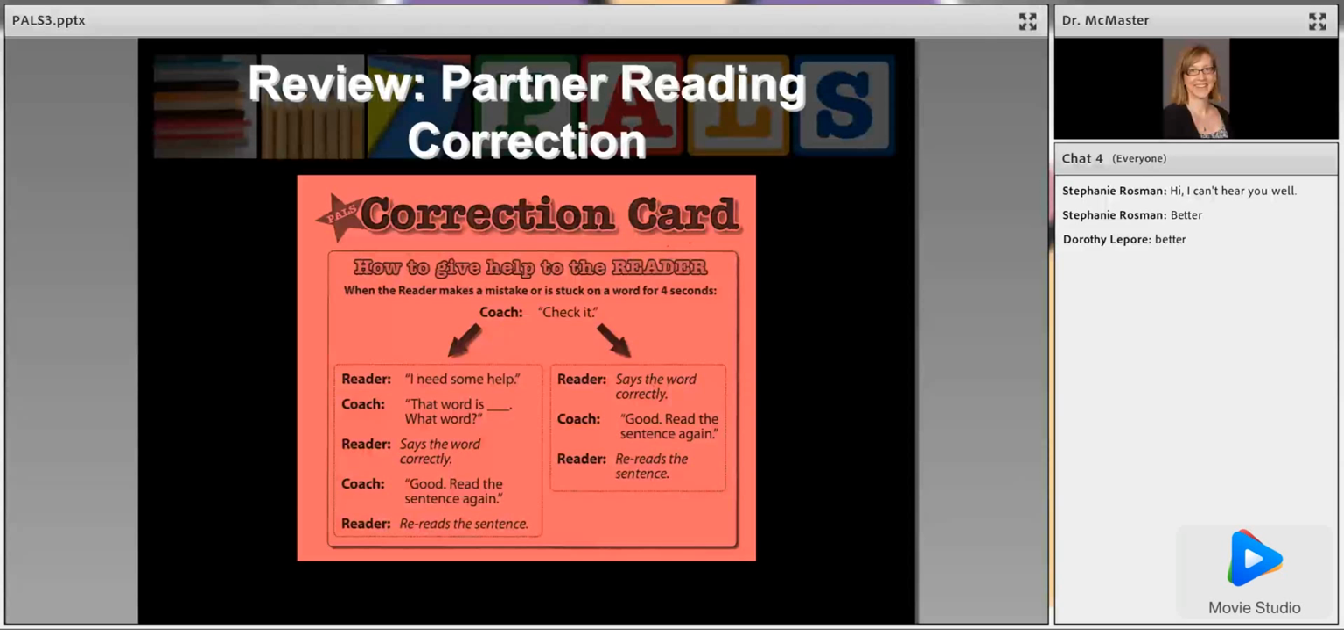The reader can either say "I need some help" or they can correct themselves. If needed, the coach says "that word is..." and asks the word. The reader says the word correctly, and the coach always says, "Good, read the sentence again." Even if they self-corrected, they reread the sentence just to get the practice of reading the word accurately within the text.